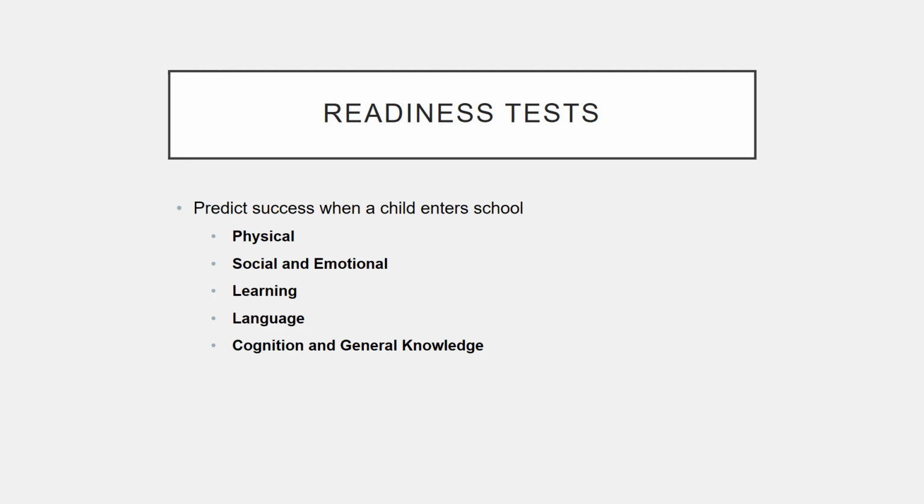As you can imagine, if English is your second language, this might be quite challenging for you. Cognition and general knowledge then looks at problem-solving skills, abstract reasoning potential, math skills, and again, we're looking at 5-year-olds in all of these areas.